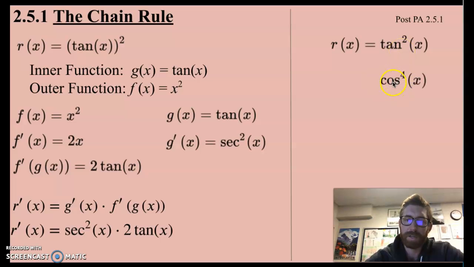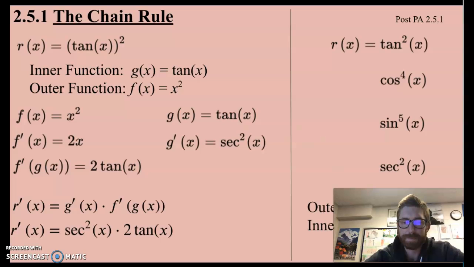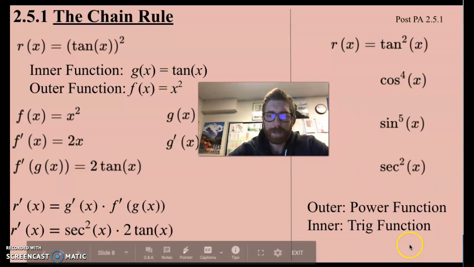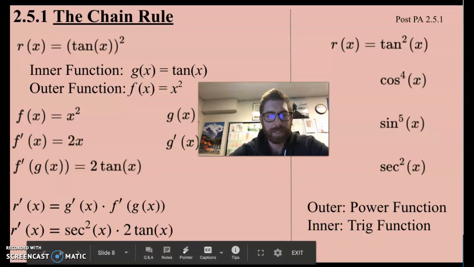We could have cosine to the 4th of x, right? So that's going to be cosine of x to the 4th. The inner function is going to be cosine of x, and the outer function is going to be x to the 4th. Same thing here. The inner function sine of x, the outer function to the 5th. The inner function secant of x, the outer function is going to be x squared. Outer is always going to be the power. The inner function is always going to be the trig function, right?